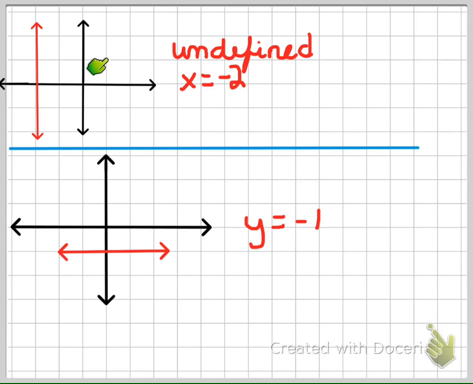This is 1, 0, this is 1, 1. This is 1, 2, up here is 1, 3, down here is 1, negative 1. All the x coordinates are at 1. Okay, so undefined lines always have equations that say x equals.